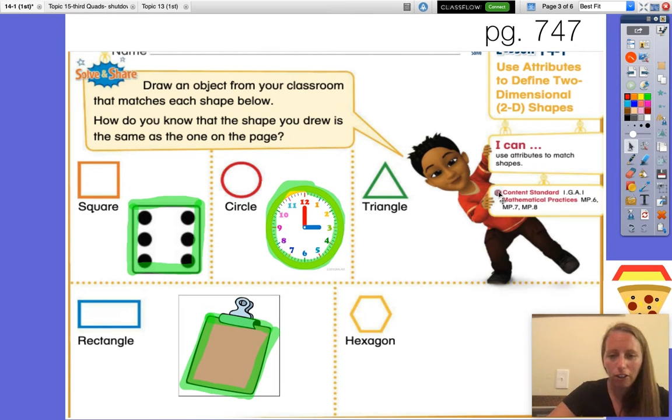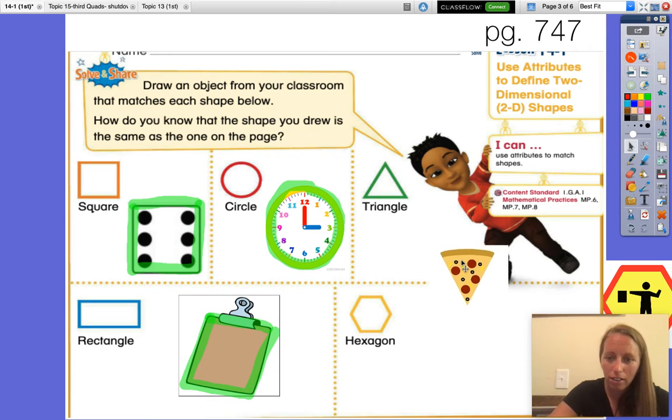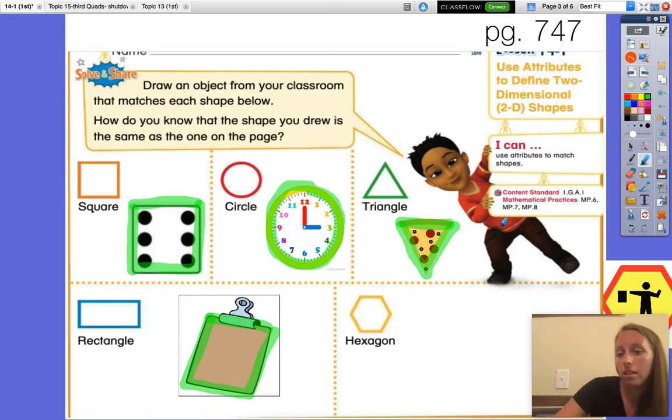A triangle. I couldn't think of a shape that is a triangle that we could find in our classroom, but I found something that I actually ate today. It is a piece of pizza. A piece of pizza is the shape of a triangle. It has 1, 2, 3 sides. So a piece of pizza is a triangle.